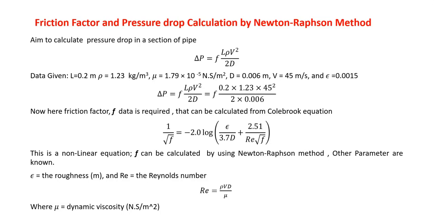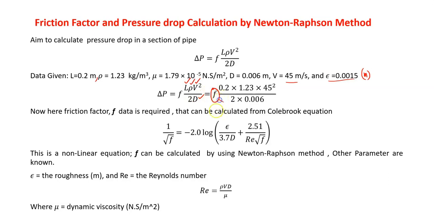Now if you look at the problem, the length is given. So length is given. So that is 0.2 meter. Density is given 1.23 kg per meter cube. Mu is given 1.79 into 10 to the power minus 5. D is given. So that is 0.006 meter. Velocity is given. Okay, and epsilon is given, so that is in meter. Now sometimes it's in millimeter, so you can convert that, right? And del P, so now we can calculate the del P. Now in del P, what are the unknowns? So L is known, rho is known, V square is known, D is known, but F is unknown. So we have to calculate the F, right?